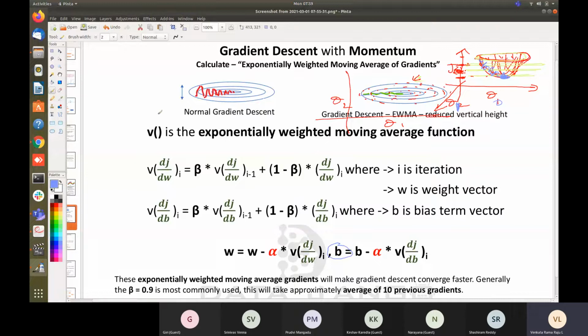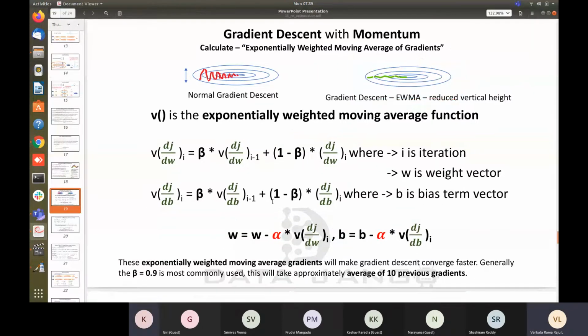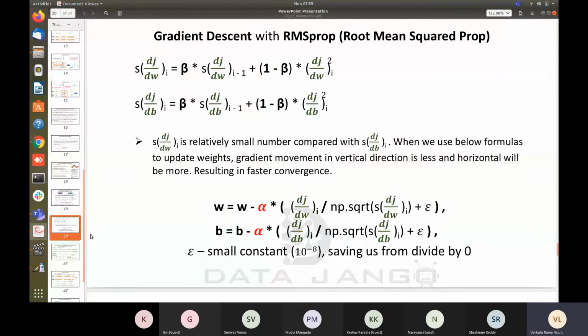So to know this, RMS prop will try to reduce vertical movement. The gradient movement in the vertical direction is less and horizontal will be more. When you actually use RMS prop, it is going to move faster by reducing the vertical movement. This formula actually helps reduce that.